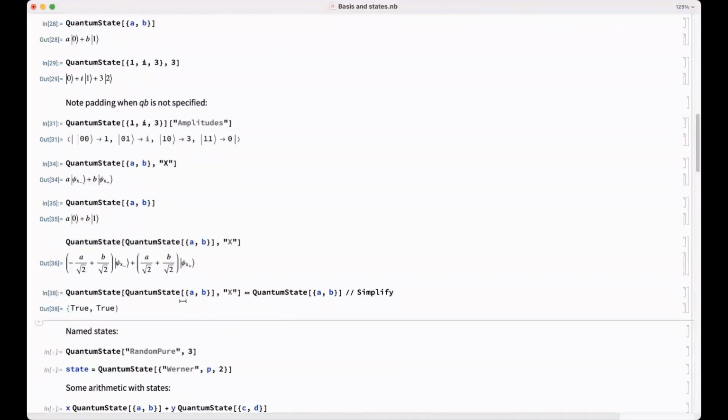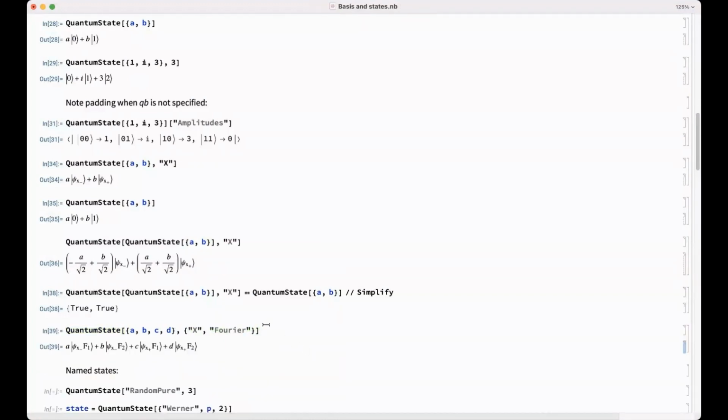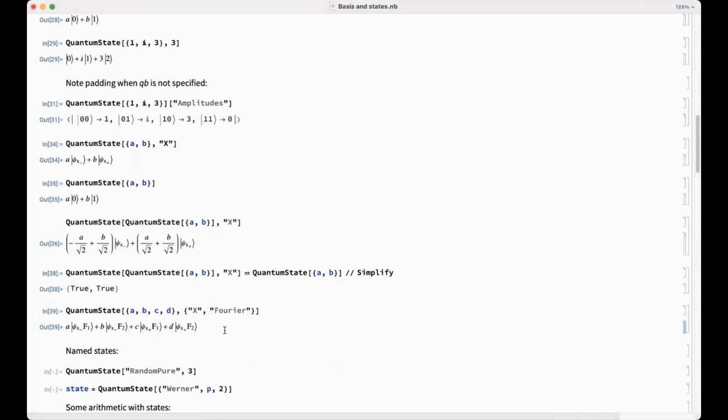Okay, maybe something more advanced. Maybe we should try a 2-qubit basis, some tensor product of X and Y, or maybe Fourier. Right now it's a 2-qubit state in a composite basis, where the first qubit is in the X basis and the second qubit is in the Fourier basis. So you can do things like that, and similar to above, changing basis works.